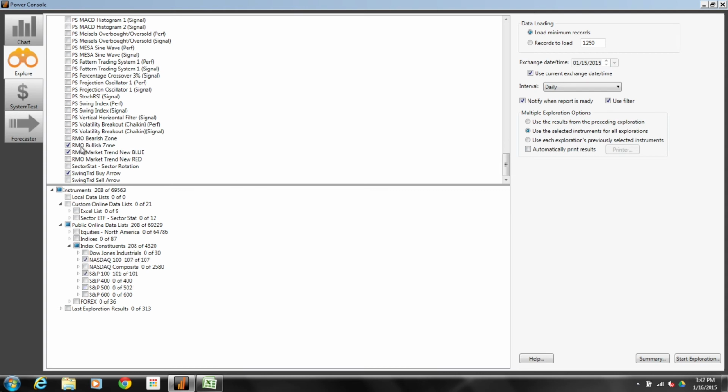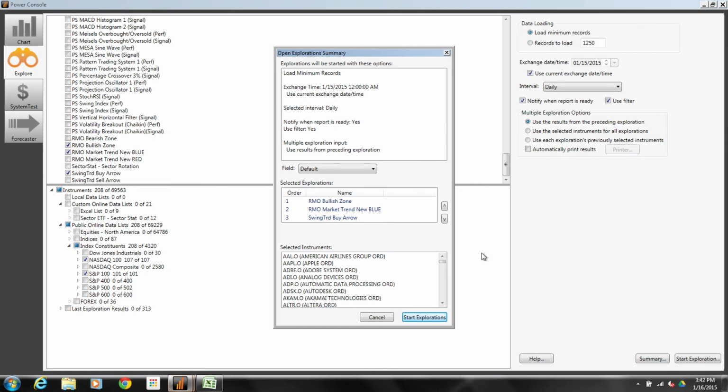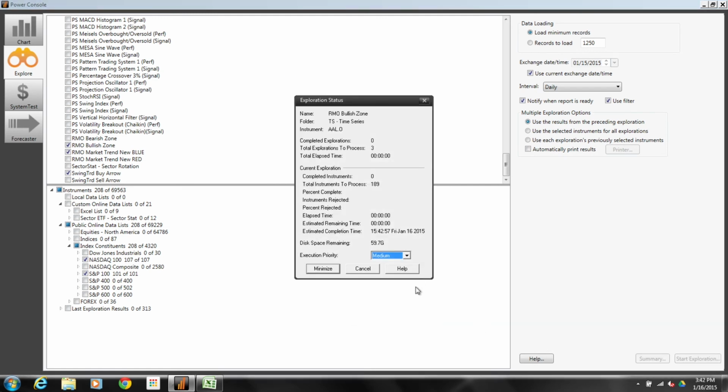Okay, so what we're going to do now is we have our scan. So we have all 3 set up. We're going to do the NASDAQ 100 and the S&P 100. Now what we want to use is the results from the preceding exploration. So I'm going to go ahead and choose that one, choose summary, and then what this will do is it'll allow me to order the list that they go in. So which one do I want first? RMO bullish zone, new blue, or buy arrow? Well, that order actually works pretty well for me, but if I wanted to move them, I could just order them up and down. So let's leave it in that order, and let's go ahead and start our exploration.